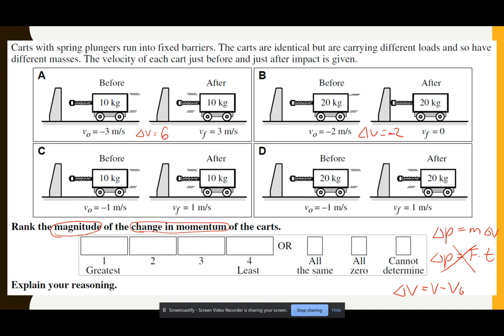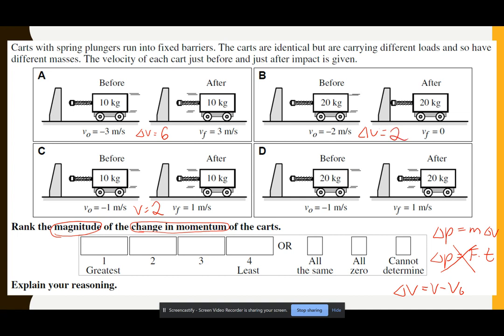This would be 1 minus 1, so your change in velocity would be 0. Wait, nope. 1 minus negative 1 would be 2. Fun stuff. Need to wake up. That should be a positive 2, not a negative 2. Negatives are evil. Can't forget about negatives.